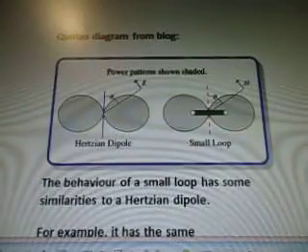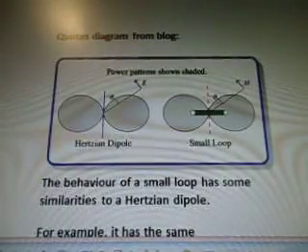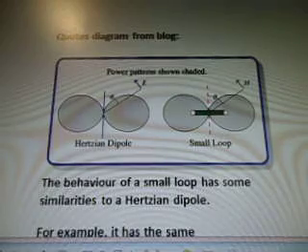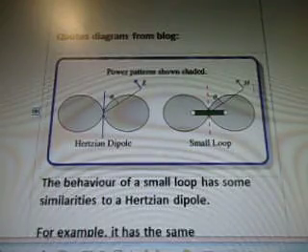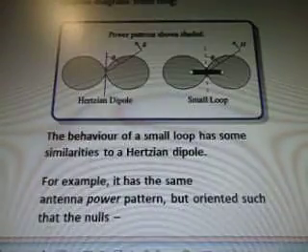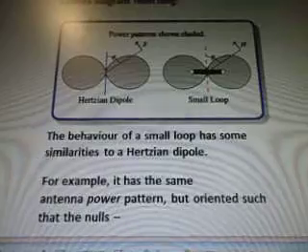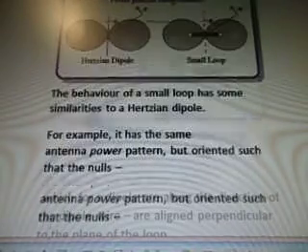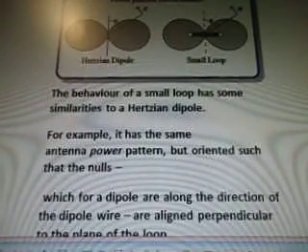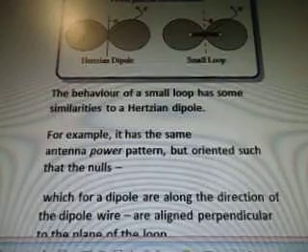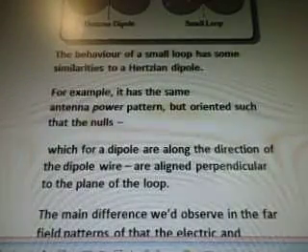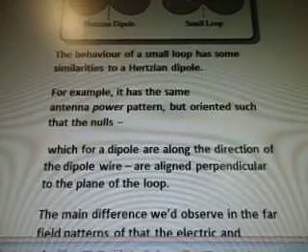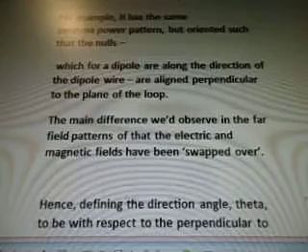Quotes and diagrams from a blog. Okay, so these are the power patterns shaded. The Hertzian Dipole is on the left with an E signal, and the small loop with an H signal on the right. So the behavior of a small loop has some similarities to a Hertzian Dipole. For example, it has the same antenna power pattern but are oriented such that the nulls, which is for a dipole, are along the direction of the dipole wire, are aligned perpendicular to the plane of the loop.